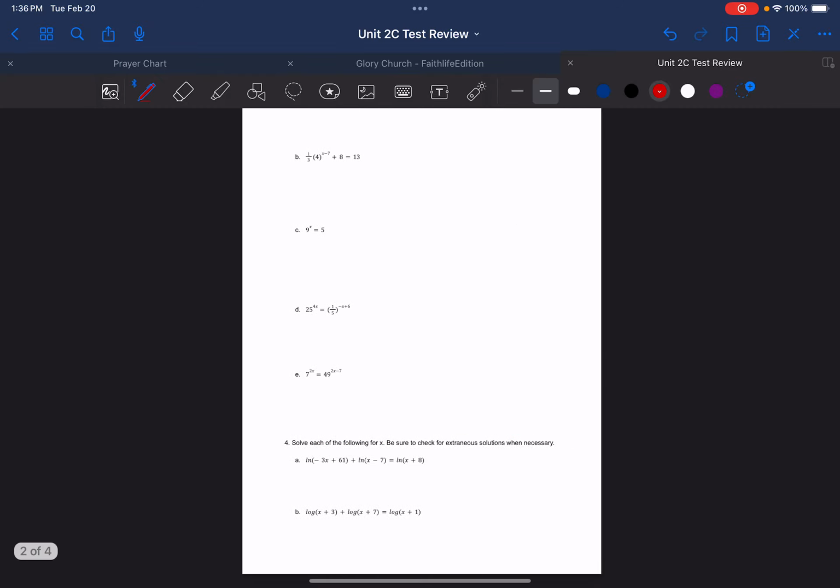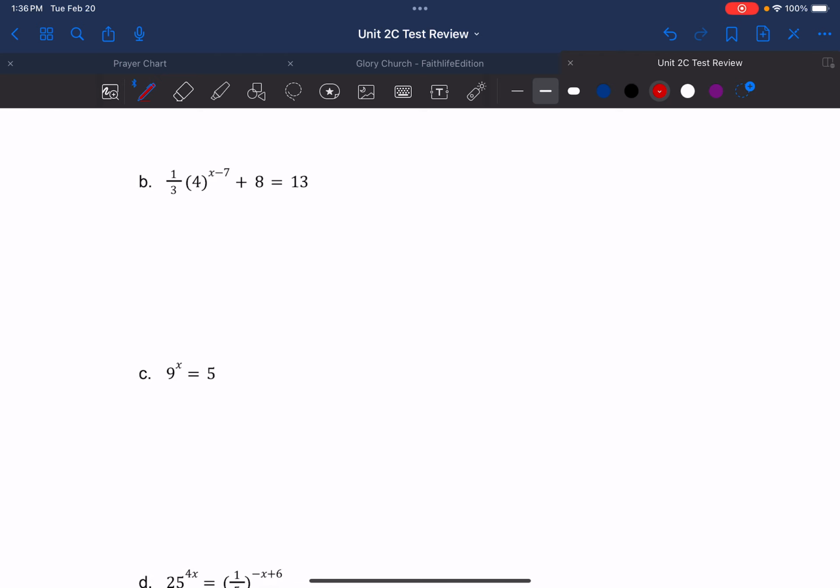So starting on problem 3, question B, so this is 3b. I am solving for x in all of these, and remember, you only have to check for extraneous solutions if you have ln or log. So in this case, I'm just going to minus 8, 7 equals 5. I'm going to multiply by 3 on both sides to get rid of the 1/3.